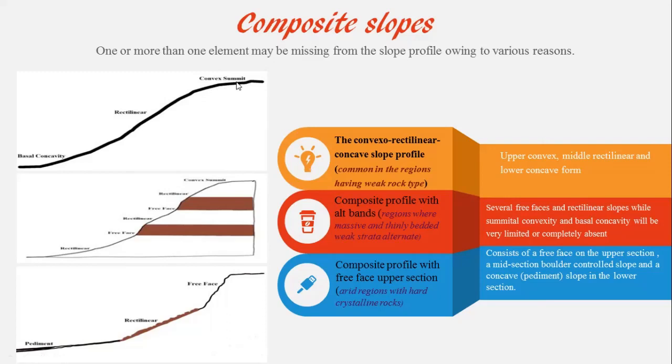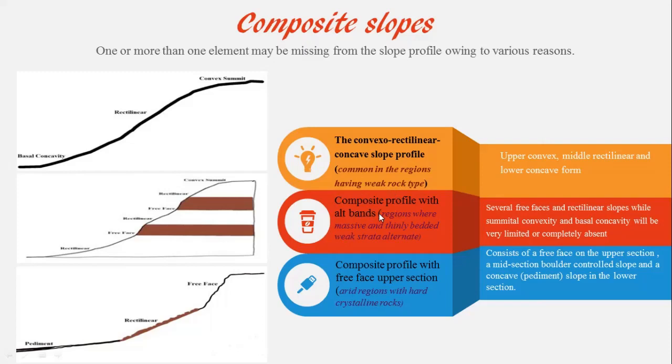Then the summit is generally always convex. So we have a convex summit, and then we have a rectilinear or a straight slope, and then we have a basal concavity, a concave form. All these parts are smoothly grading into each other, and you see over here a curving slope profile is being made. This kind of slope profile is more common in regions with weak rock types.